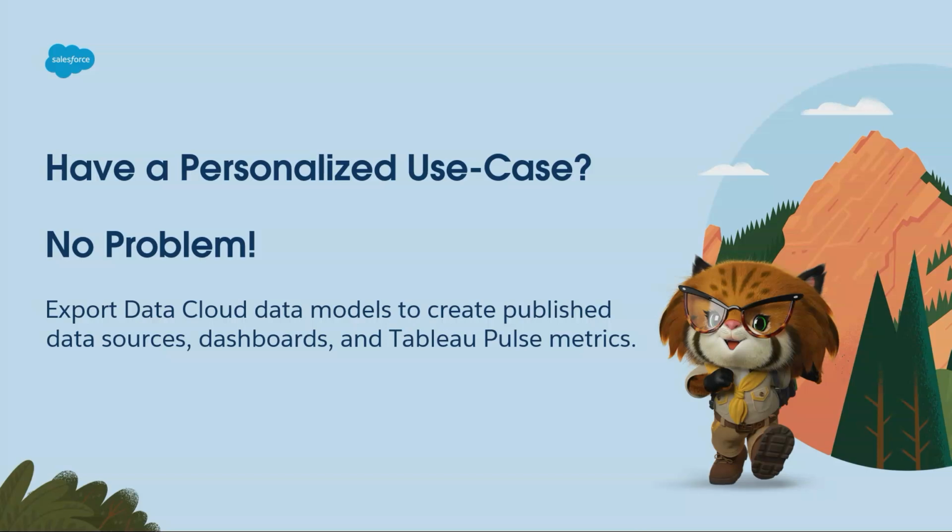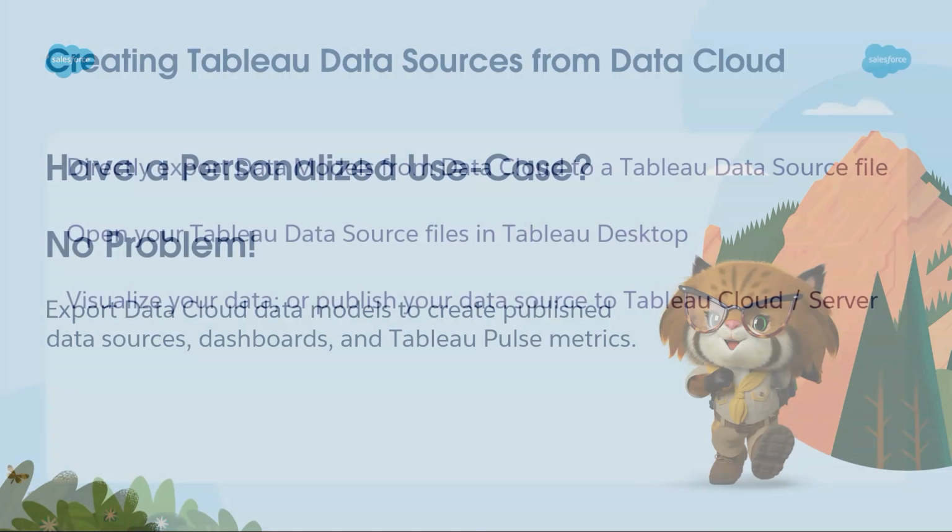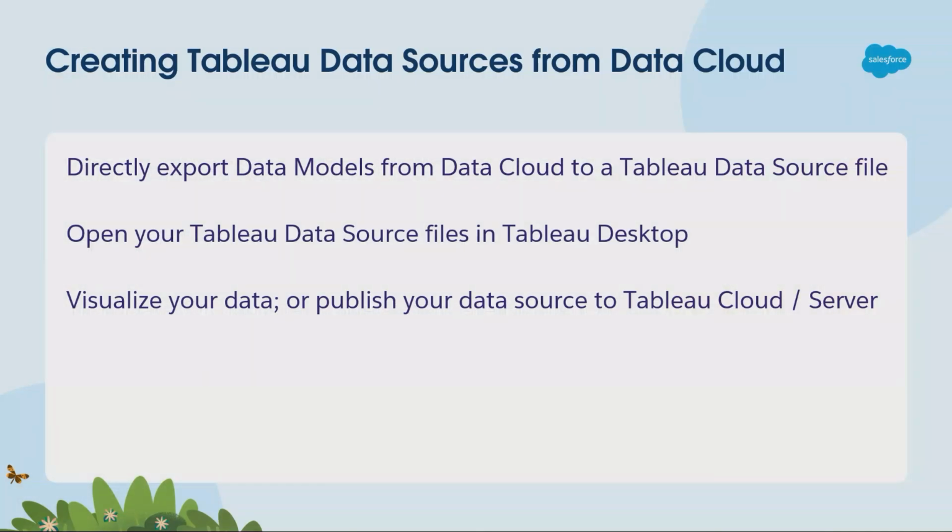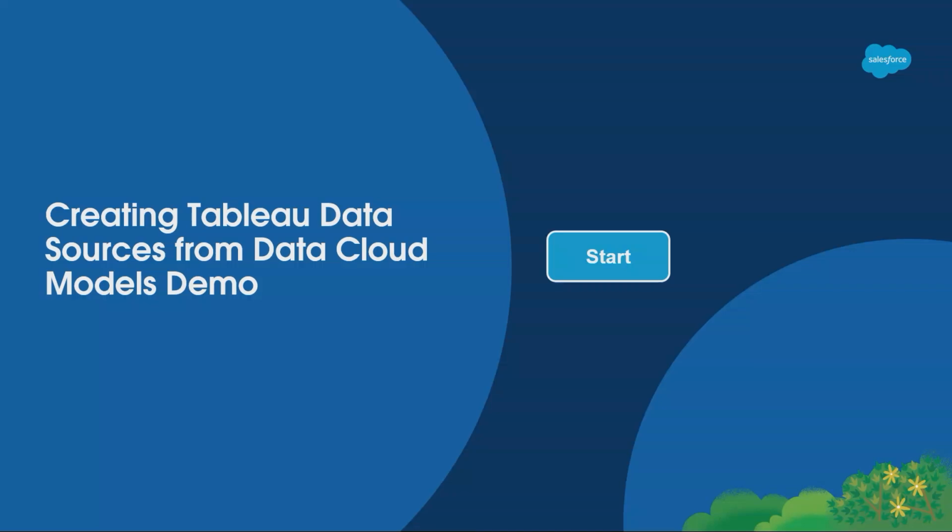All right, thank you. And just to give some background as to why we may need to do this, the accelerators that we get are all going to be built on the standard data model. So if you've got a Data Cloud instance and you've got a lot of customization, or you've got some custom objects that you want to visualize, that's going to be a great case to go ahead and develop a customized data source that you can use from your Data Cloud instance. And it's as easy as exporting the data model from Data Cloud, loading it into your Tableau desktop, and then either visualizing your data or publishing your data source to Tableau Cloud or Tableau Server. So let's go ahead and take a look at what that looks like.